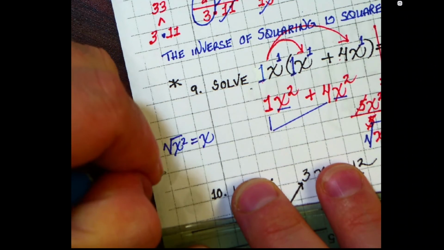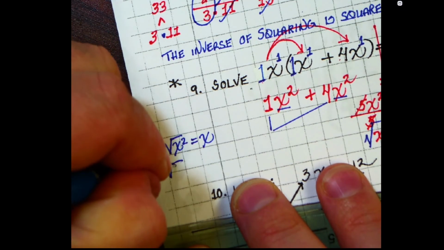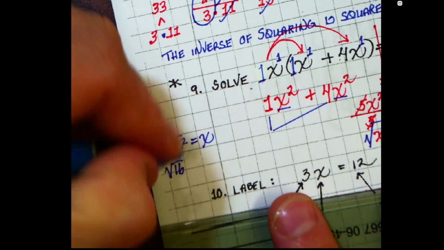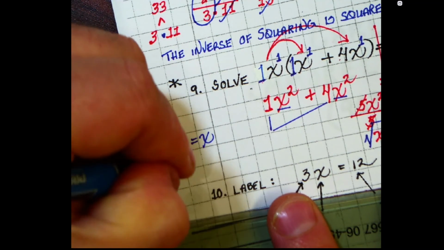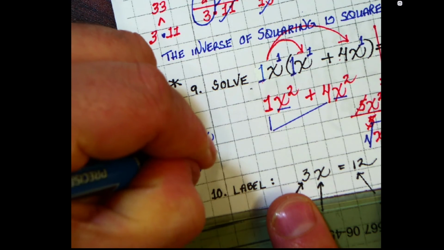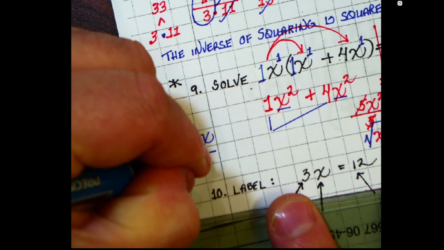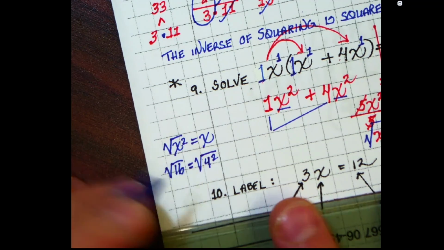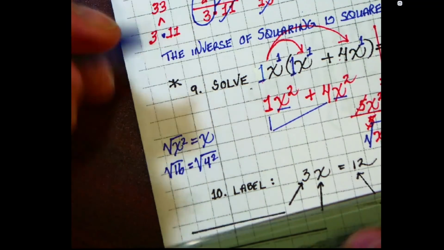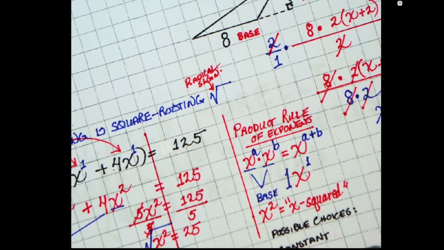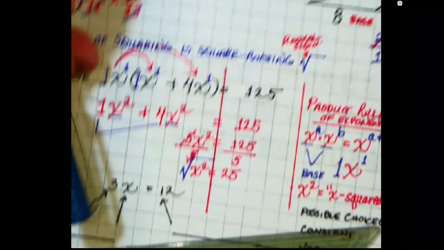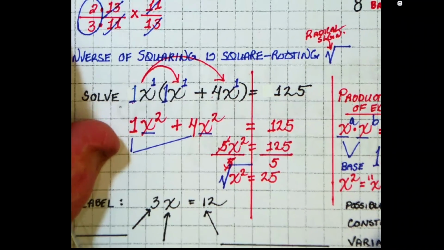And I can demonstrate that. The square root of 16, everybody knows, is 4. But that's because the square root of 16 is really the square root of 4 squared. So we take the square root of 4 squared and we get 4, right? Now, go back to our problem. So now we're going to take the square root of x squared and we get x. Okay?